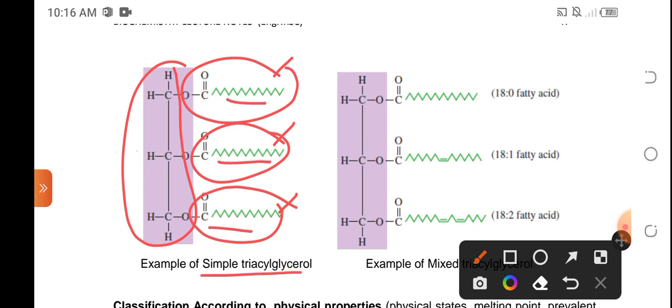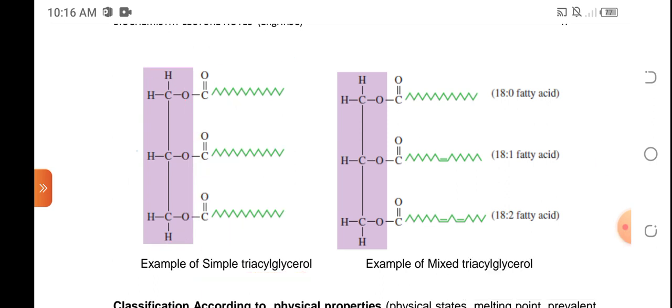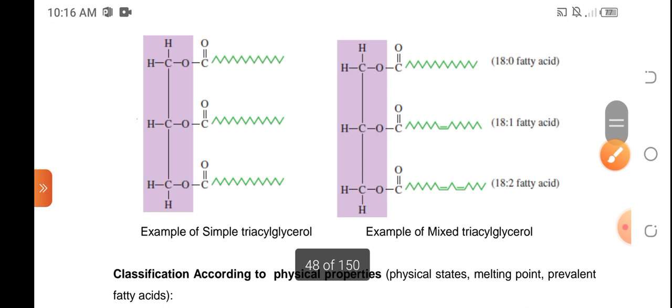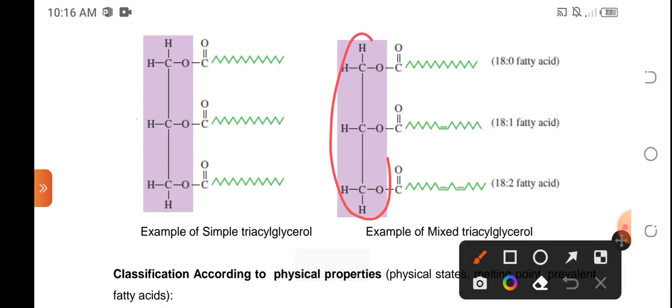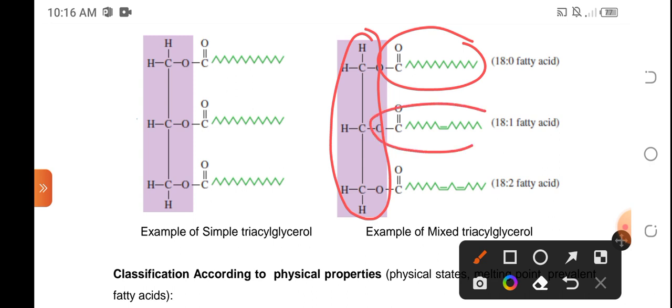Okay, with that, it is classified as simple triacylglycerol. Now, for the mixed triacylglycerol, we have again the glycerol and the acid part connected together. However, the identity of the fatty acids being attached to the glycerol are different.